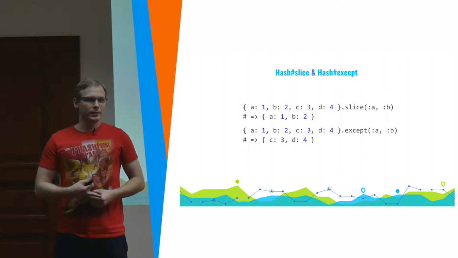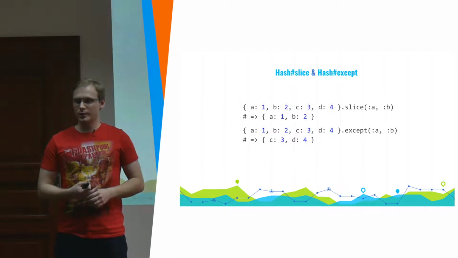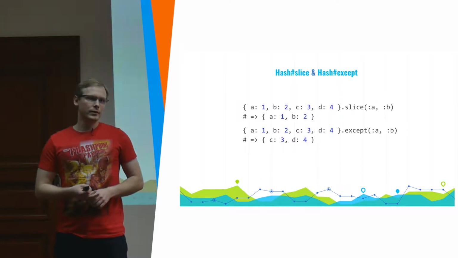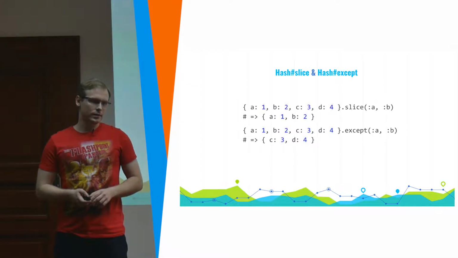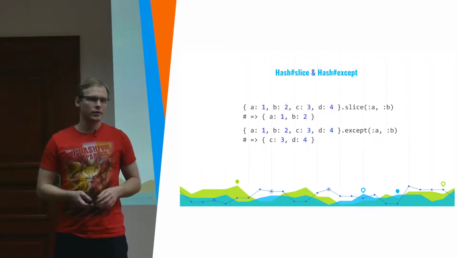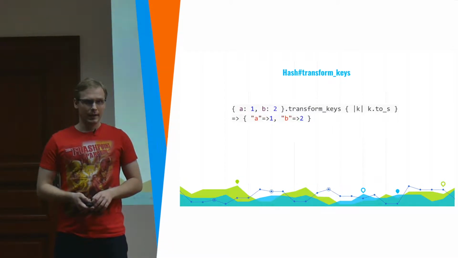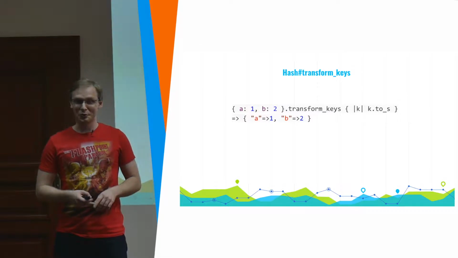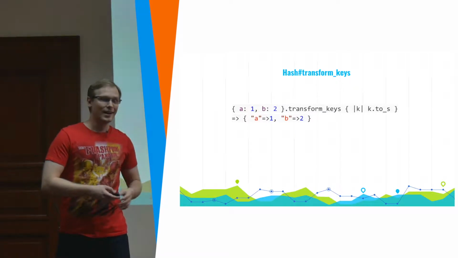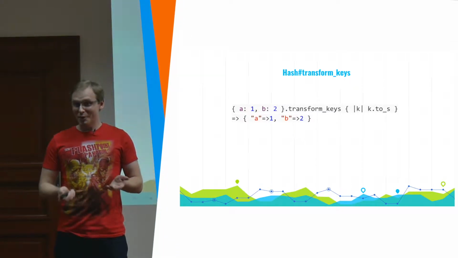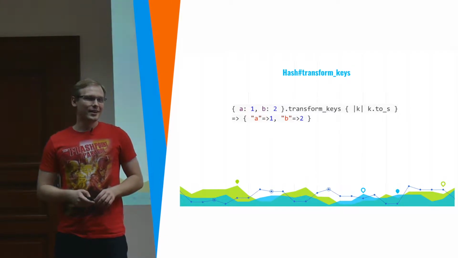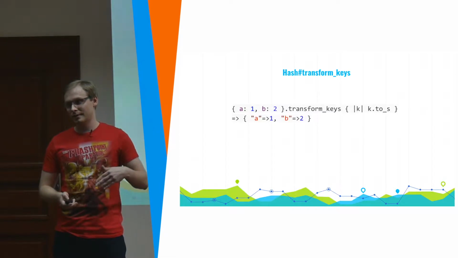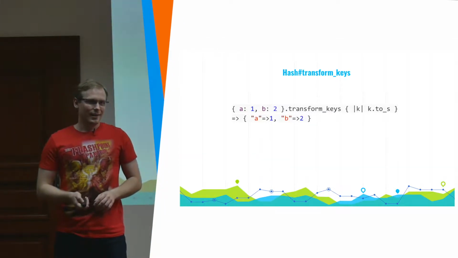The next thing is the slice and except methods added to Hash. I think they were used in Rails already, but now they're in the core, so you can use them. transform_keys is a really cool method that can be used to transform keys. And you might know that in 2.4, Ruby added transform_values. So this is the next improvement.